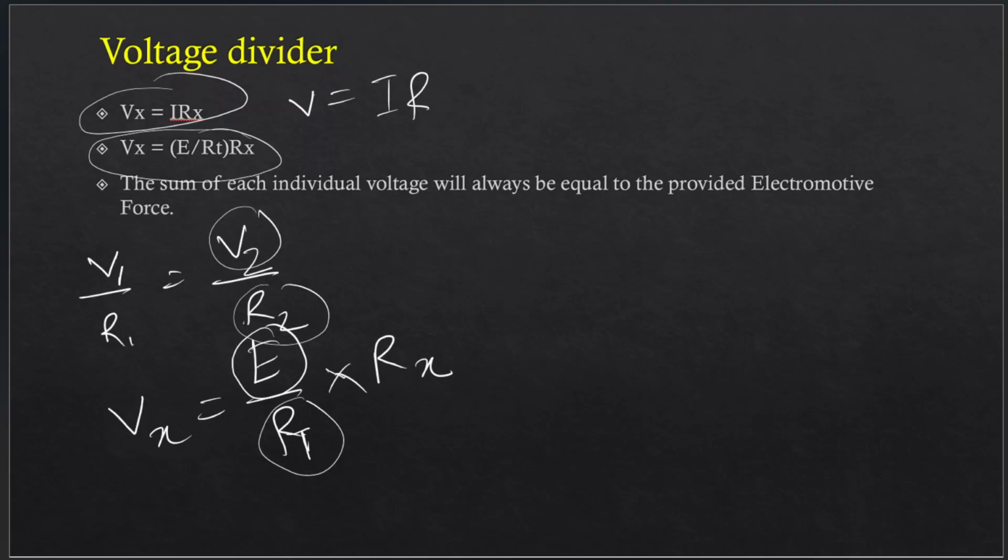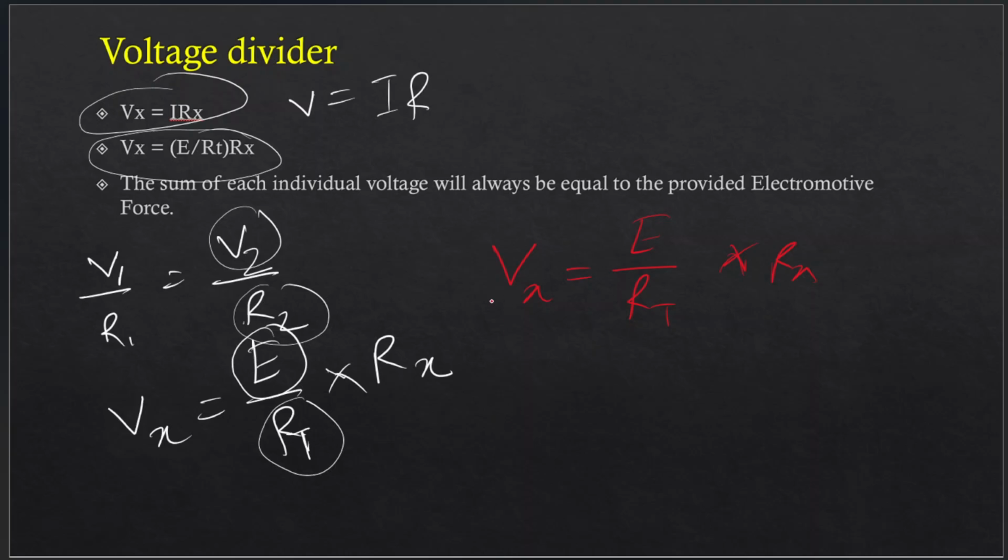Let me write that in red. So Vx is equal to E over RT times Rx. Again, remember, RT is the total resistance of the series circuit.